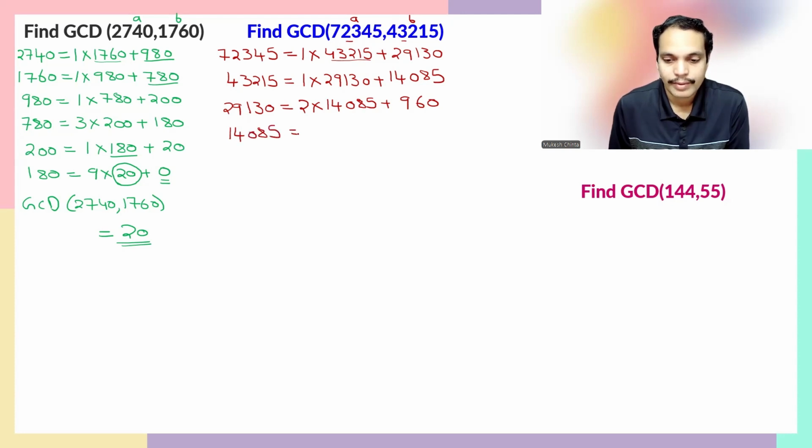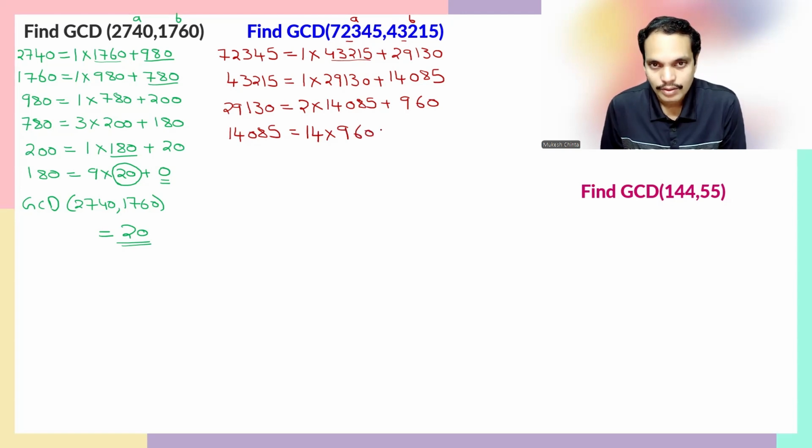14,085 can be written as, you have to divide 14085 by 960. If you are having a calculator, I'll simply type in 14085 divided by 960. I'll get some random value and I'll see the closest value, multiply it, get the answer and subtract it from 14,085. That is what I usually do. Now, if you do the same calculations, you get 14 into 960 plus the remainder will be 645.